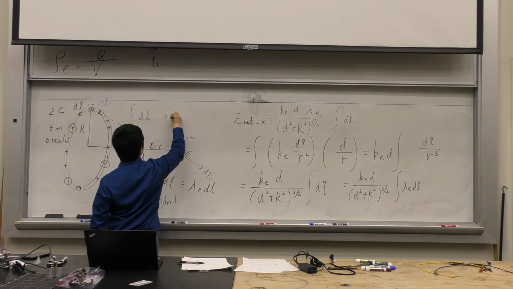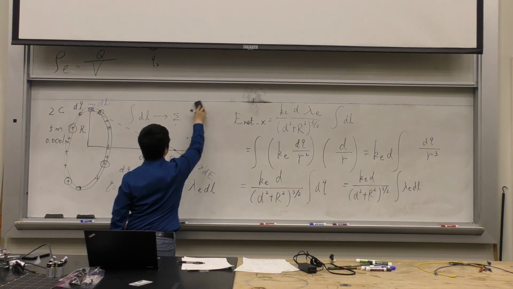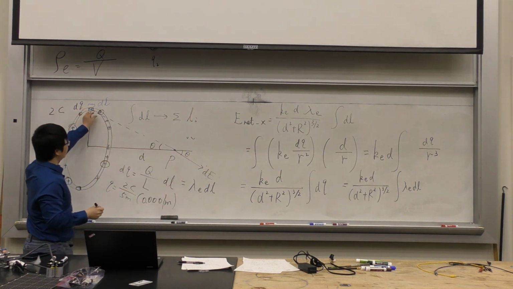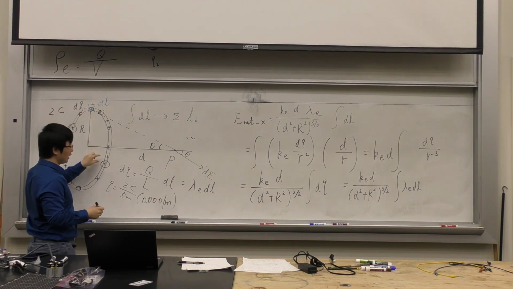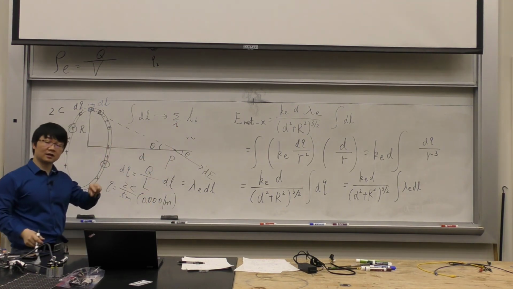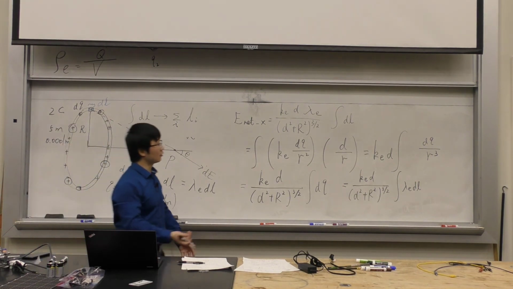You just add all these dl's together, right? No, let's use dl. So you're going to break it into an infinite number of pieces. Each piece has a length, okay? And then if you add all the lengths together, what do you get? You just get the whole length, right?